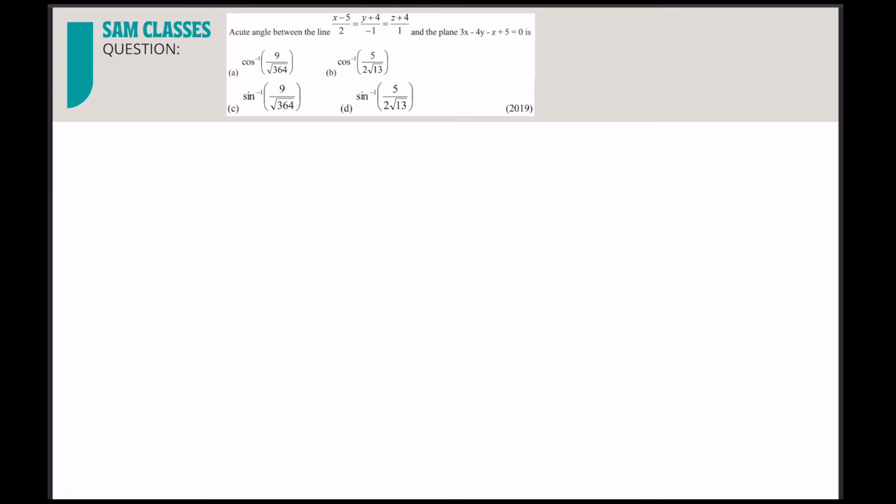Acute angle between the line and the plane: for line and plane we directly have the formula, so we don't have to do anything. Sine theta is equal to b vector dot n vector by mod of b mod of n, correct? This is the formula. If you substitute it, what will you get? B vector dot n vector. So what is my b? Everybody remembers what is the b?